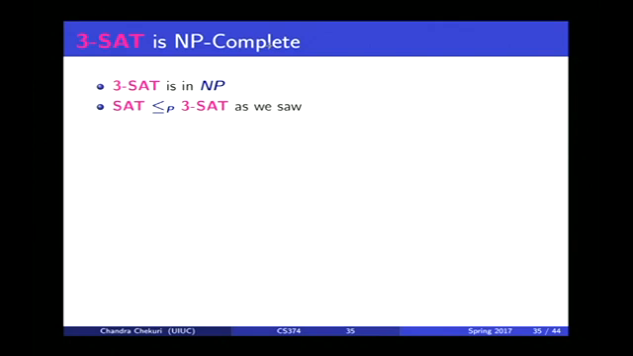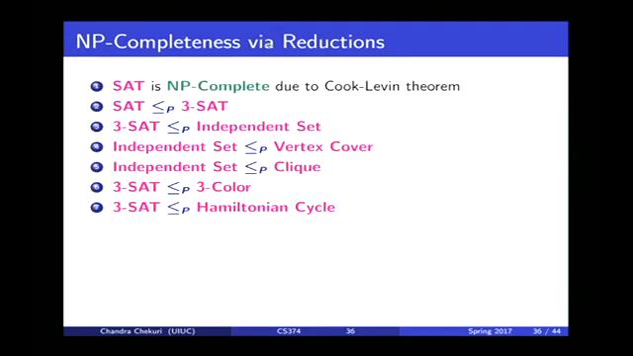SAT is NP-complete, and we already saw that SAT reduces to 3SAT efficiently. So 3SAT is also NP-complete. And we'll see that a lot of problems are NP-complete by using this transitivity of reductions. All right, so that's the plan.